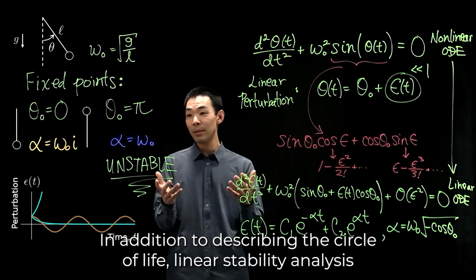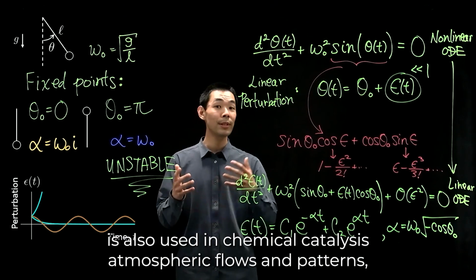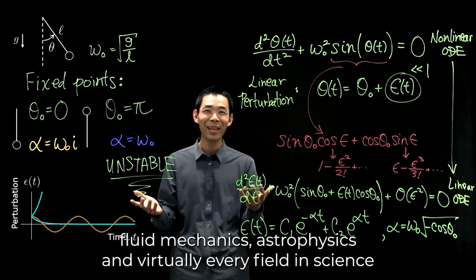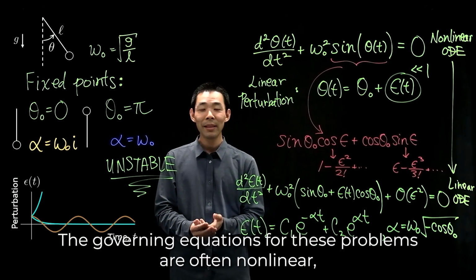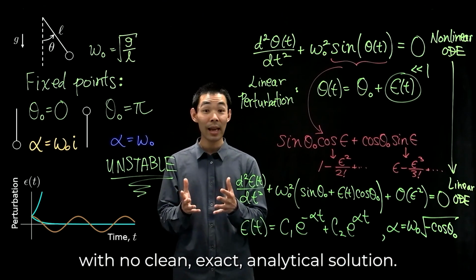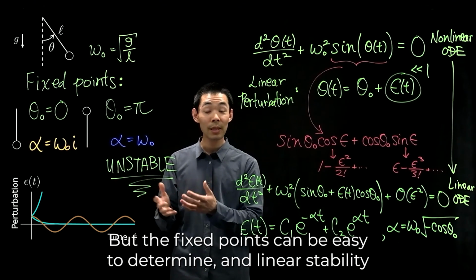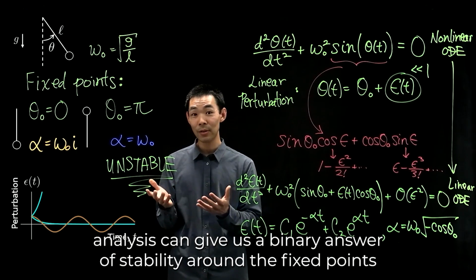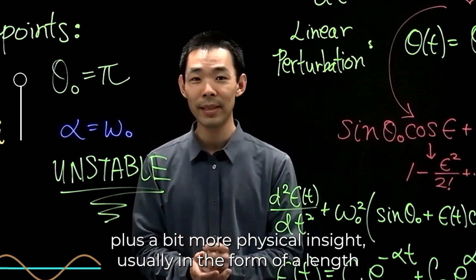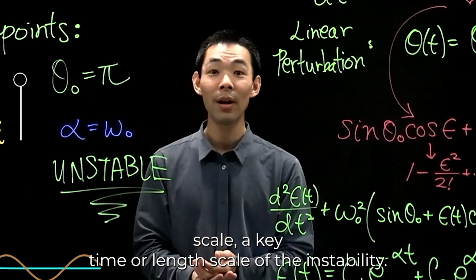In addition to describing the circle of life, linear stability analysis is also used in chemical catalysis, atmospheric flows and patterns, fluid mechanics, astrophysics, and virtually every field in science and engineering. The governing equations for these problems are often nonlinear with no clean, exact analytical solution. But the fixed points can be easy to determine, and linear stability analysis can give us a binary answer of stability around the fixed points, plus actually a bit more physical insight, usually in the form of a length scale, a key time or length scale of the instability.